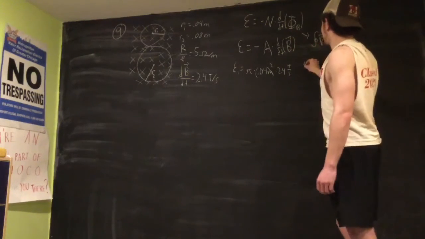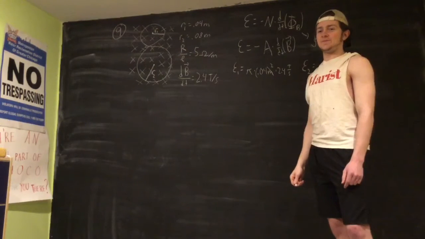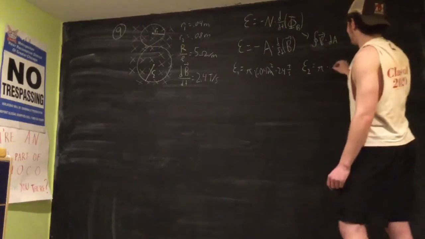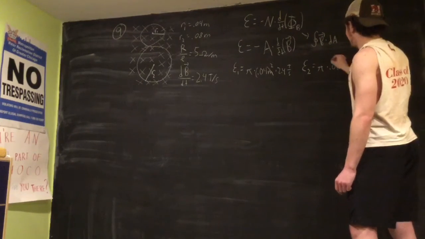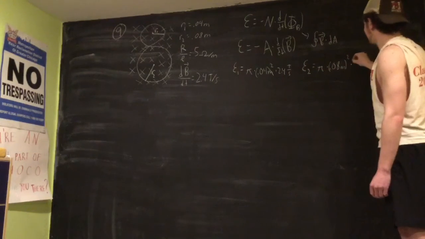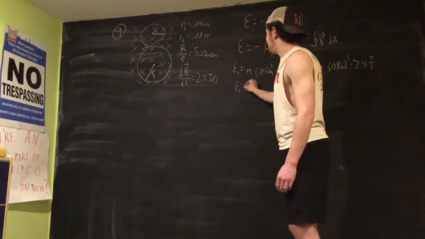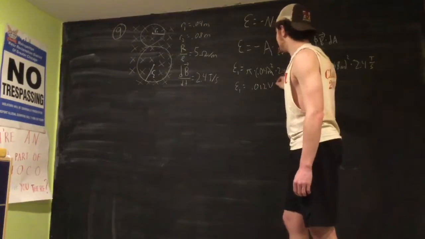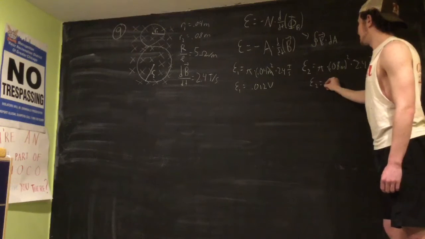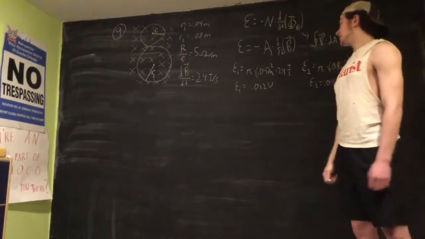Over here, we'll do epsilon 2. What's the area of a circle? Pi r squared. Okay. Pi times the second radius, 0.08 meters, squared. Again, times the same dB dt. Plugging this into your calculator yields a value of 0.012 volts for the first voltage, and for the second voltage, 0.048 volts. So that's great. We broke it up.